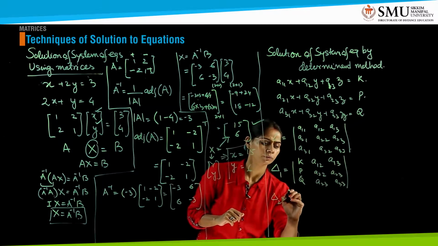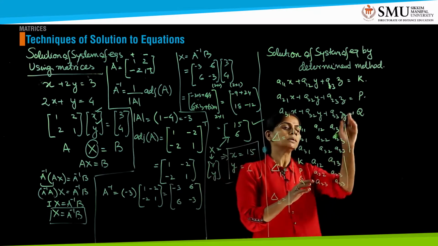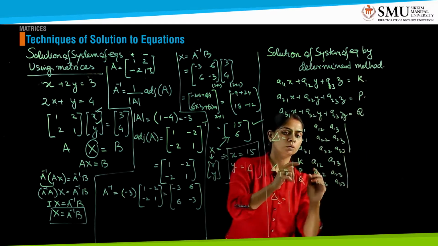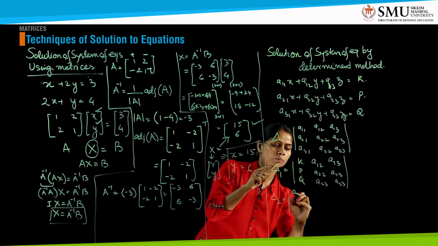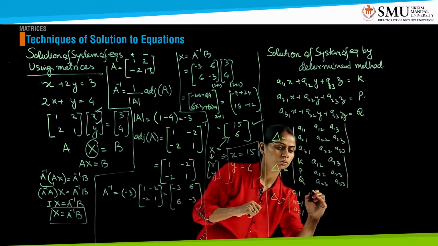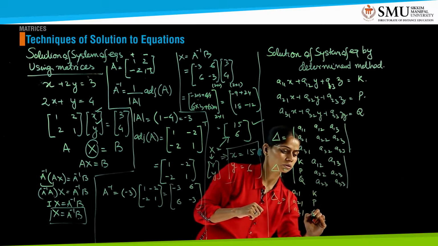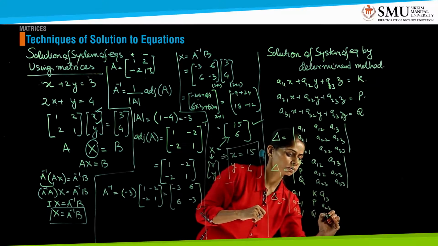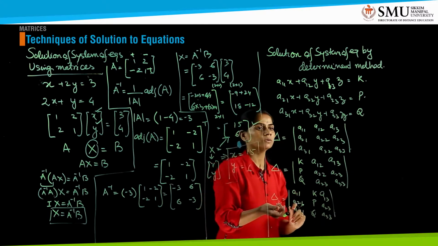Similarly, we will define del 2. In del 2, what will we do? Instead of writing this column, we will write k, p, q. So, it becomes a11, a21, a31, then k, p, q, then a13, a23, a33. This is how we define del 2.